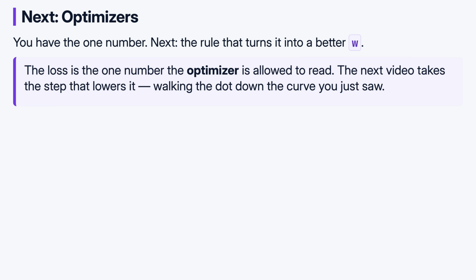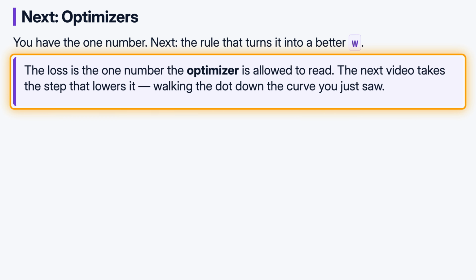So now you have the one number. You can measure how wrong the model is with the right loss for the task. But a number alone doesn't fix anything. The loss is the one number training wants to make small. The next video's optimizer takes the step that lowers it, walking that dot down the curve. See you there.